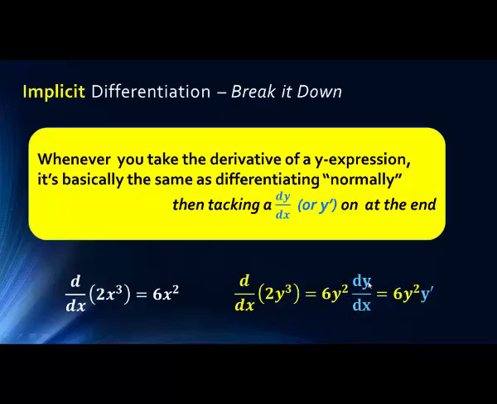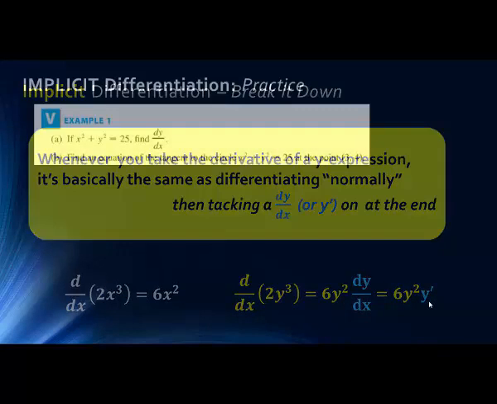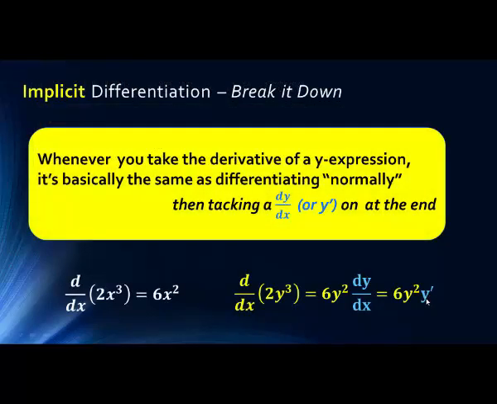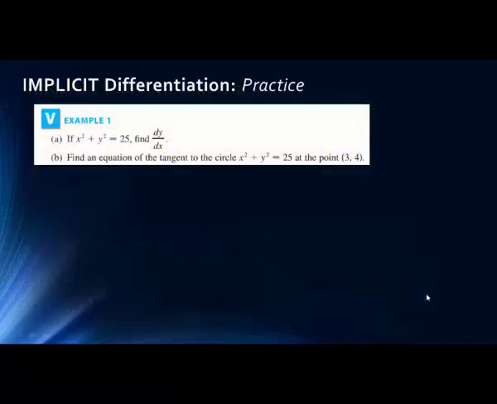So both of these are the same. This is why I like to write it here. And then I would solve for y prime. Okay, so take the derivative. When you have a y term, you're taking the derivative with respect to y, and then add a dy dx or add a y prime. Again, I like to use y prime because it's simpler notation, and then eventually we're going to solve for this at the end. So let's look at some examples.